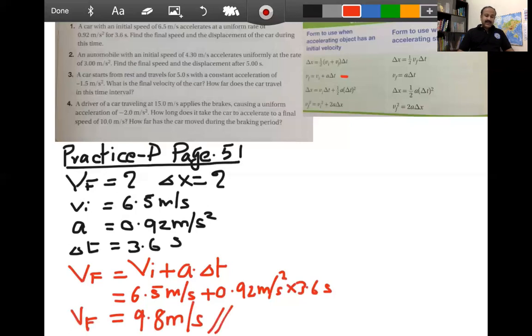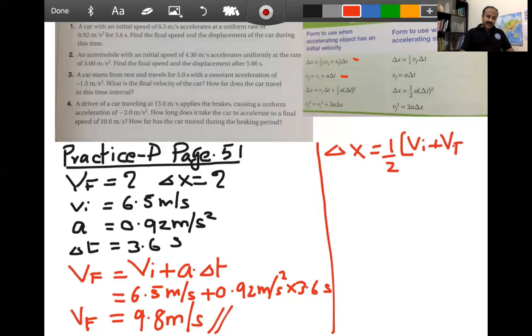Now they're asking to find the displacement. If you're going to calculate the displacement, you are looking for delta X. Look at the equation for delta X. You can see the first equation: delta X is half into VI plus VF into delta T. This equation you can use. So that's the second part. You have delta X is equal to half into VI plus VF into delta T. This is your equation.